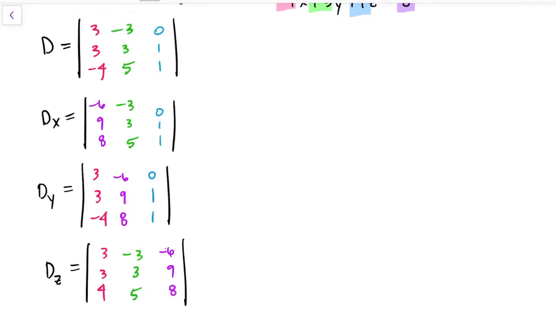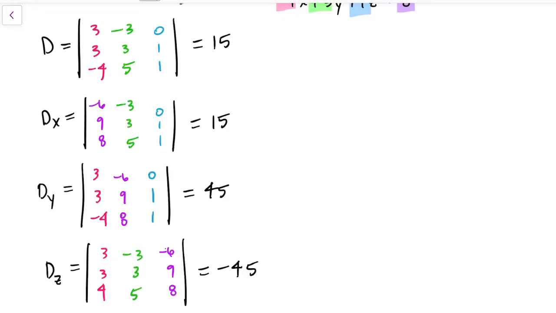To do that, make sure you see the other video that I posted. But for now, we'll jump to the conclusion. Our determinant of matrix D is 15. Our determinant of matrix DX is also 15. Determinant of matrix Y is 45. And determinant of matrix Z is -45.